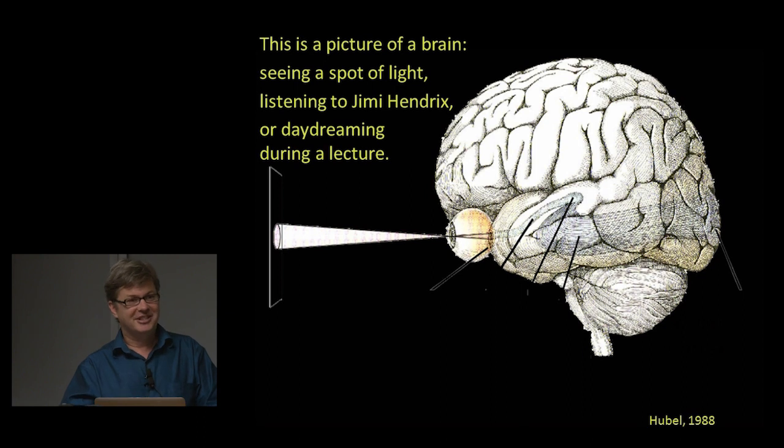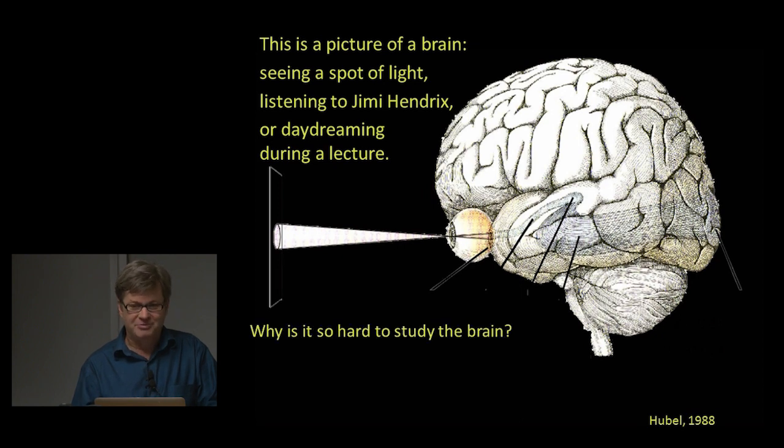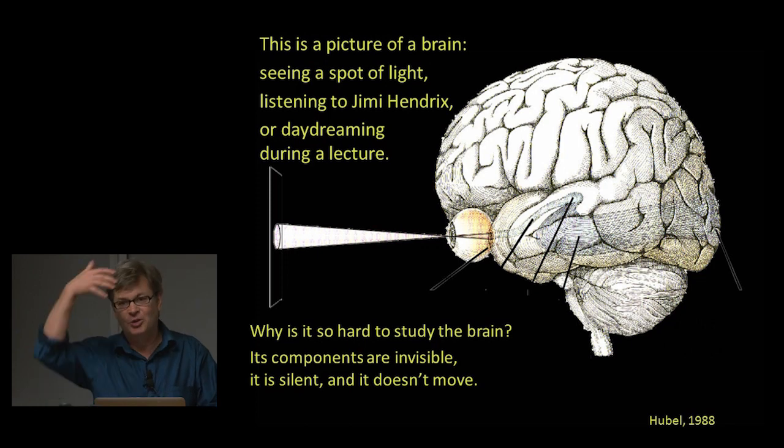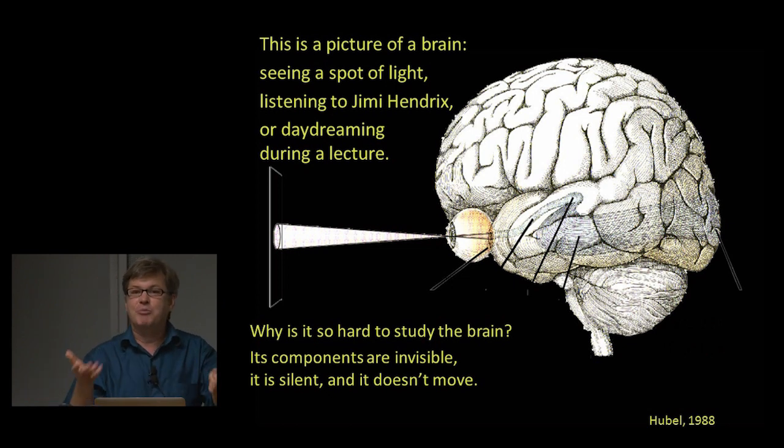So what's the problem here? The problem is very simple. It's so simple that it almost doesn't bear saying. Why is it hard to study the brain? Its components are invisible. You can't look at a brain and see its neurons. You can look at a brain and you can see the convolutions on the surface and guess that that part might be important because it's trying to jam a whole lot of things into a small space, hence the convolutions, but you can't see what it's trying to jam into that small space, which is a whole lot of neurons.